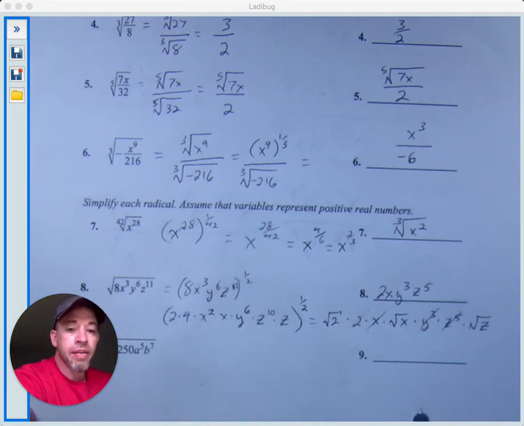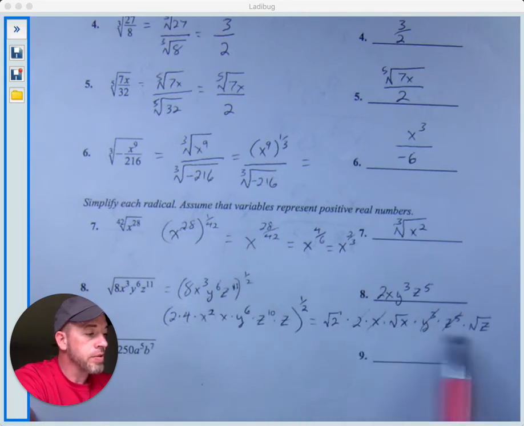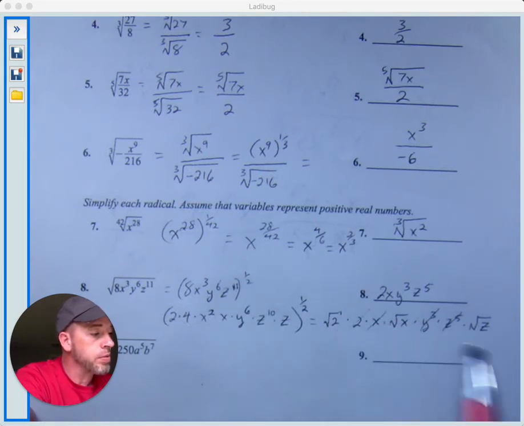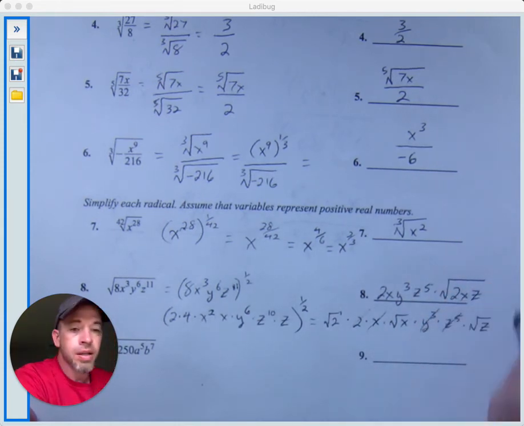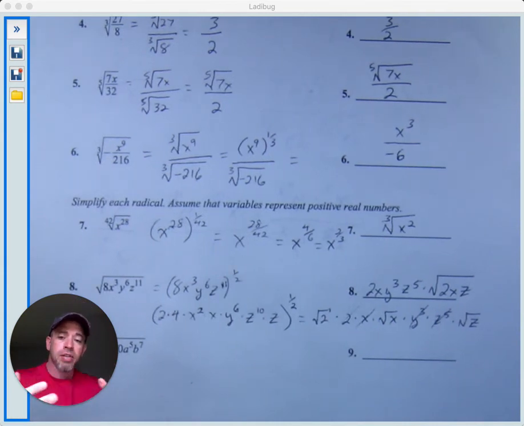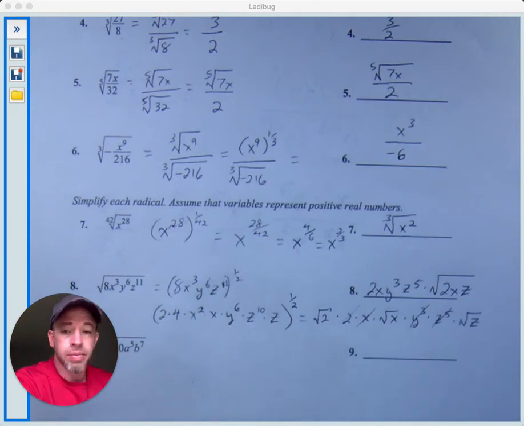What we have left is the square root of 2, square root of x, and square root of z. And they're all multiplied together, so we can write this times the square root of 2xz. And so the goal really is to get everything outside of the radical that we can, and we have accomplished that in this case. All right, so let's look at the next one and see if we can do something similar.